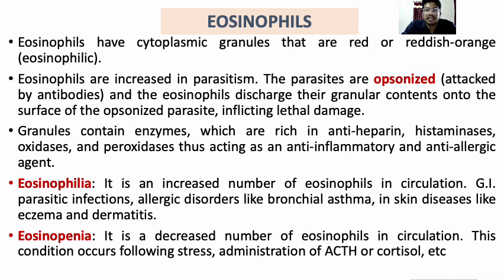The parasitic organisms are opsonized, attacked by antibodies, and the eosinophils discharge their granular contents onto the surface of the opsonized parasite, thus causing lethal damage to the parasite, which means that some antibody is required as well as eosinophils in case of attacking a parasitic organism. These granules will contain enzymes.